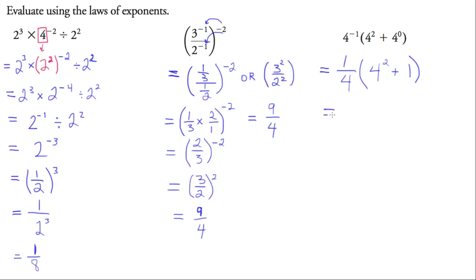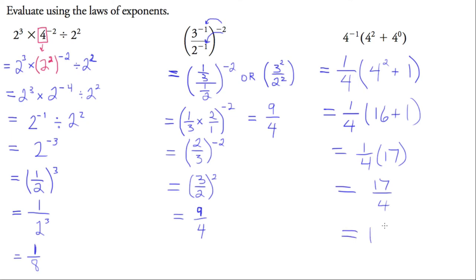If we're following BEDMAS, we should actually do what I mentioned first, which is the fact that this is 16 plus 1. 16 plus 1 is 17. And so we would multiply that by a quarter and get 17 over 4. And, you know, you could write that as 4 and 1 quarter if you wanted to. So that's definitely one way to do it.